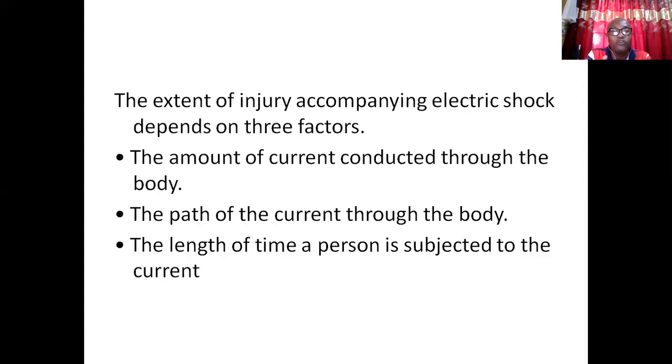So the extent of injury accompanying an electrical shock depends on three factors. One, the current conducted through the body, that means the amount of current that passes through your body. Two, the path the current takes through your body. Three is the length of time. If you get shocked for a second or two and you quickly drop the wire, there's a probability that it will only cause minor injury. But if you hold it for 3 minutes, 5 minutes, 10 minutes, apart from shocking you, it can also lead to death.